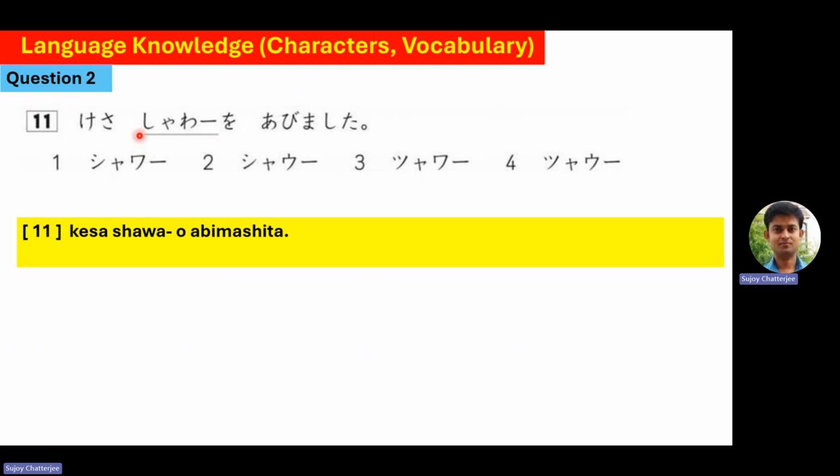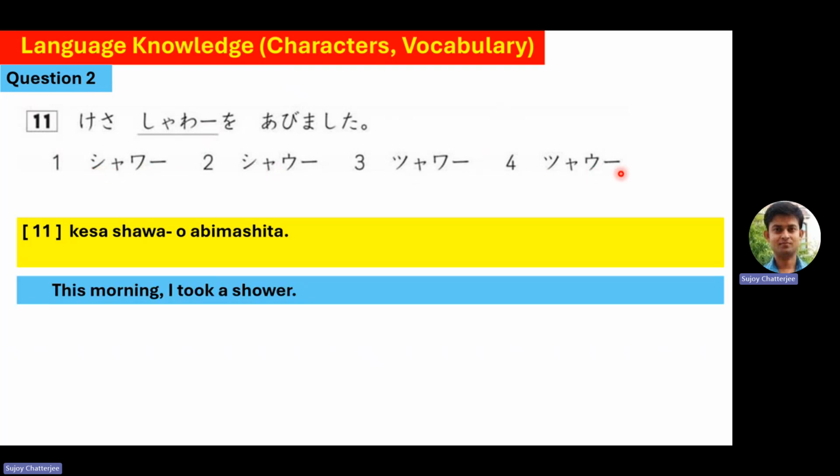Now why they have underlined this shawa, they have written in hiragana, but as we know shawa means shower, so this is an English word, so it should be written in katakana. So you have to select the correct katakana word from these 4 options. This morning I took a shower and the answer will be this shawa. So the rest are not the correct one.